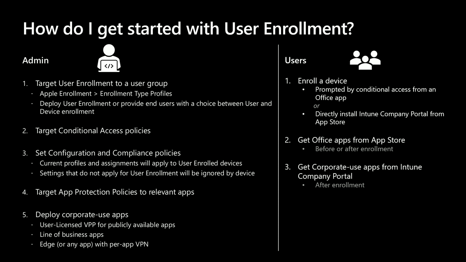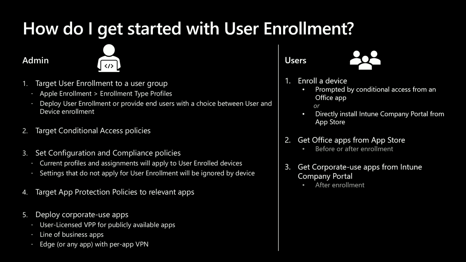Then you're going to go and target your app protection policies, right? So you want to make sure those app protection policies are targeted to all your apps. A lot of you are already doing that, which is great. You'll want to continue to do that. And finally, you're going to want to deploy the current apps. So this is all done through a user license VPP, and you're going to want to push those apps to that corporate volume. Line of business apps, we talked about Edge with per app VPN.